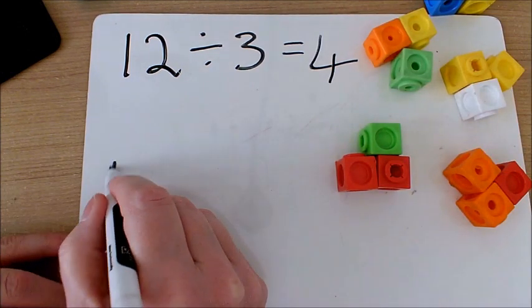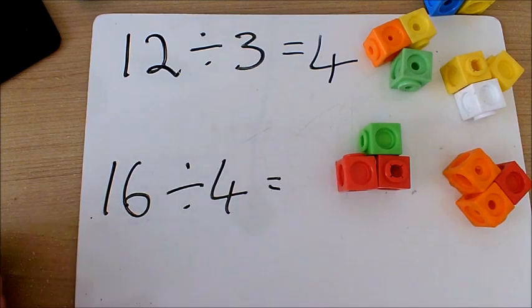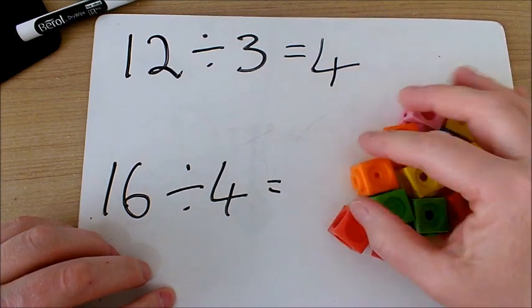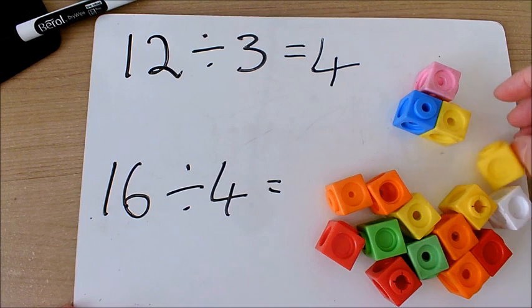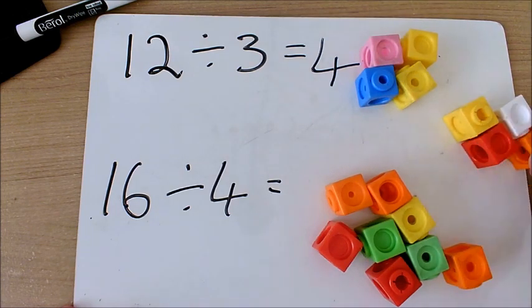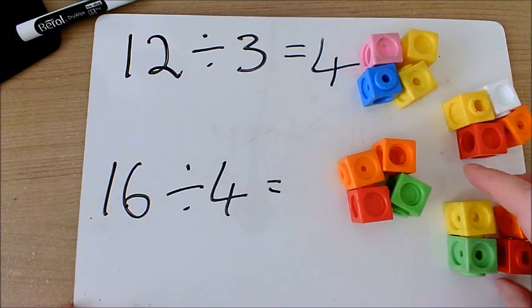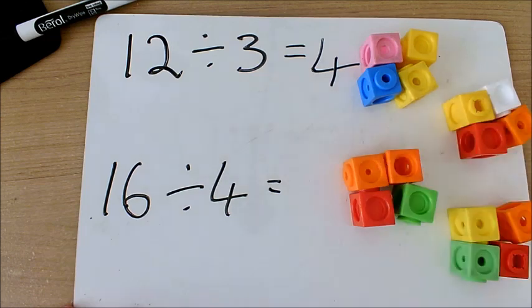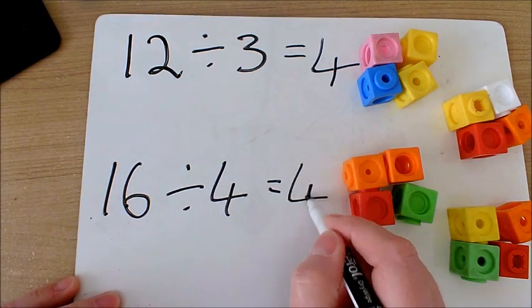My second question, I'll do 16 divided by 4 equals, so I'll bring some more cubes in. I now have 16 cubes. I'm going to divide these into groups of 4. One group there, one group there, one group there, and one group there. I now have 1, 2, 3, 4 groups. So 16 divided by 4 equals 4.